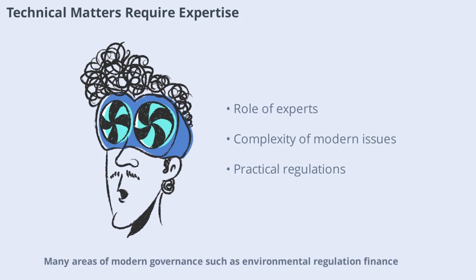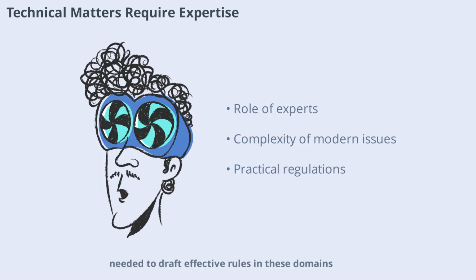Many areas of modern governance, such as environmental regulation, finance, and technology, involve intricate technical details. Legislators may not have the specialized knowledge needed to draft effective rules in these domains. Delegated legislation allows administrative experts to fill this gap, ensuring that regulations are both practical and enforceable. This division of labor enhances the quality and relevance of laws.